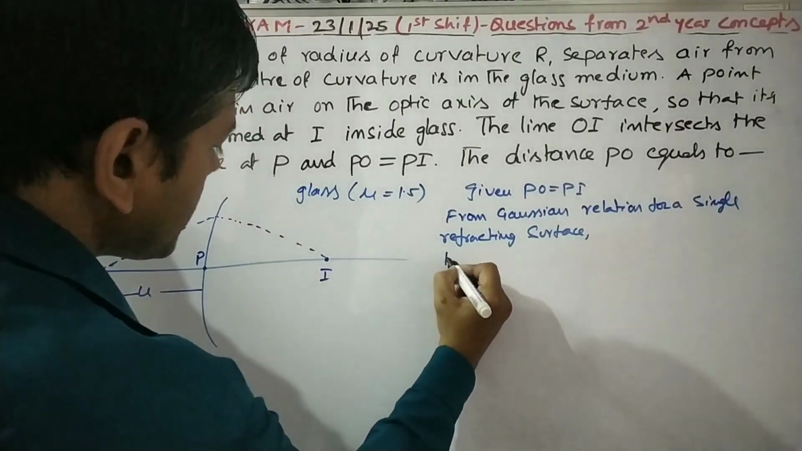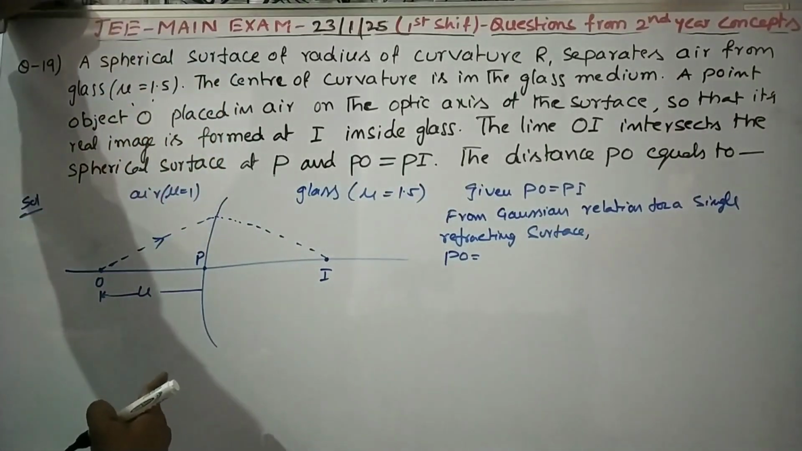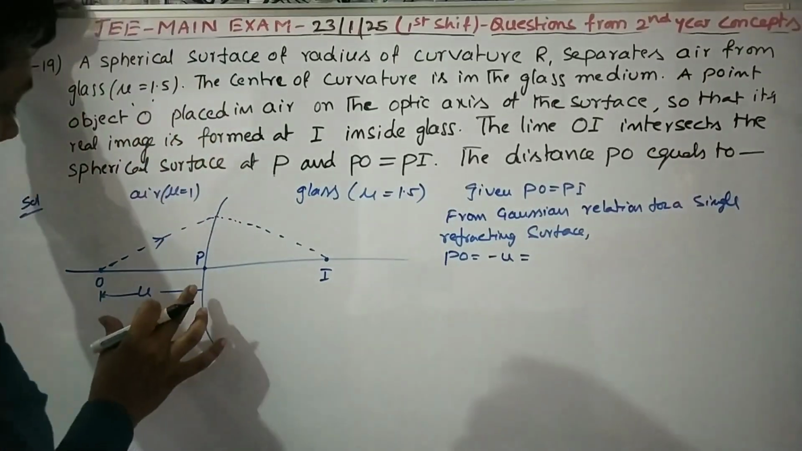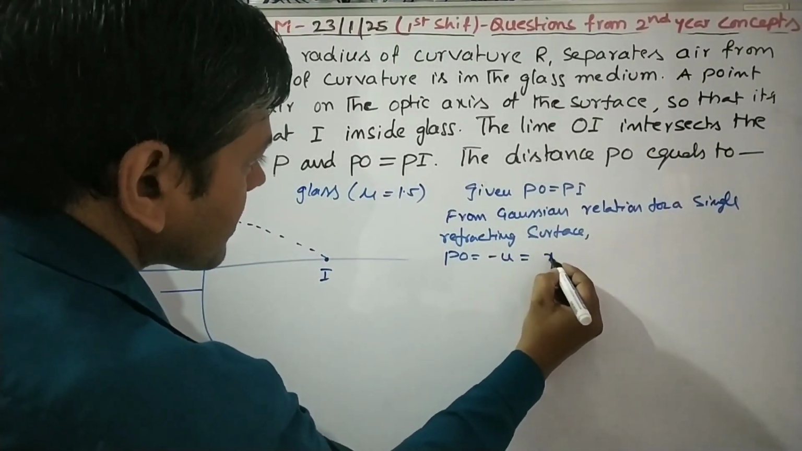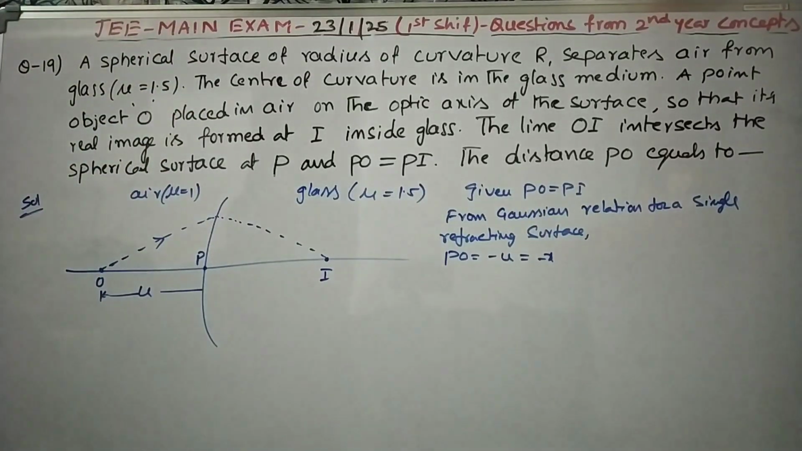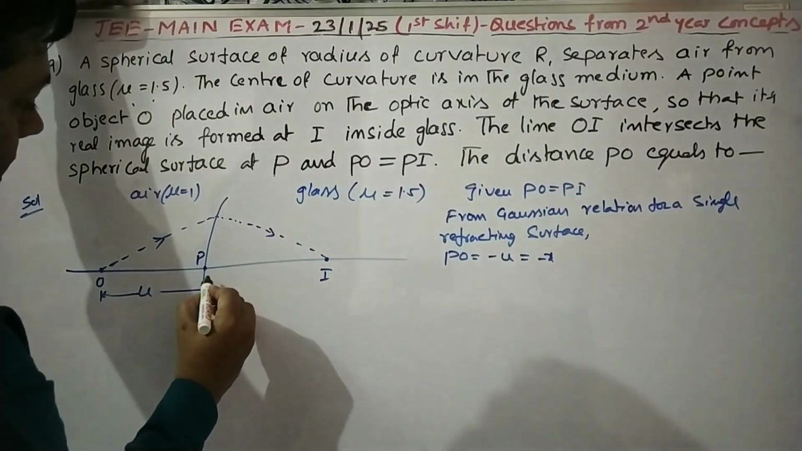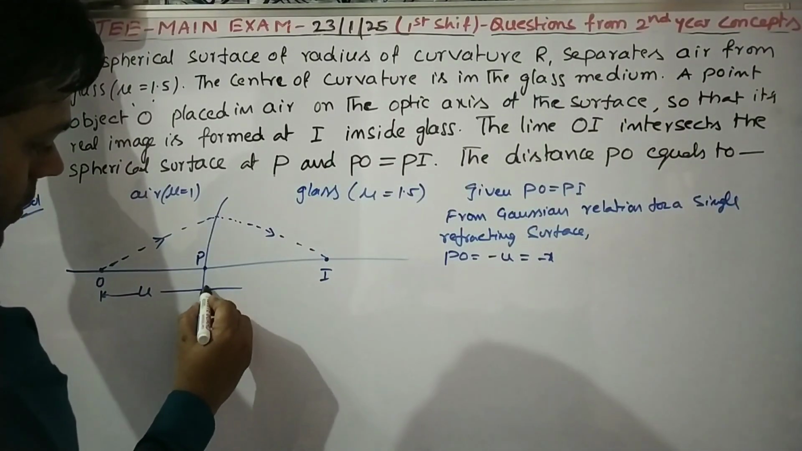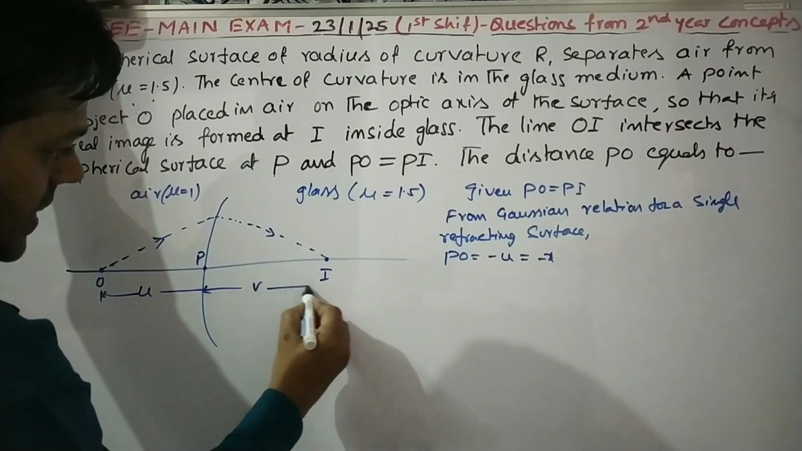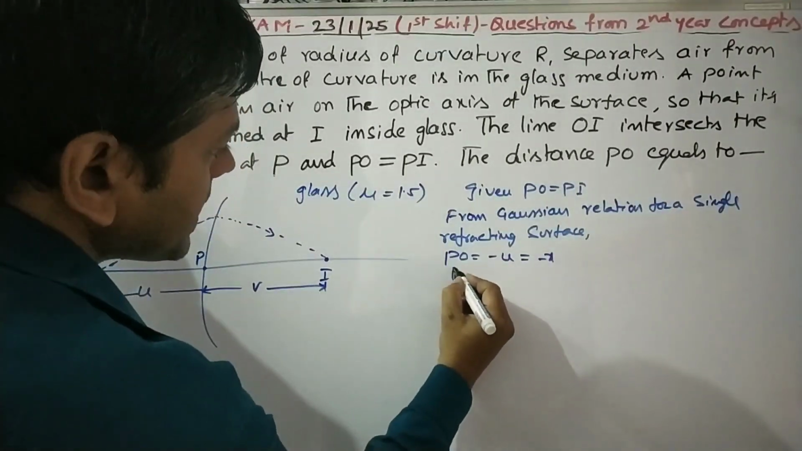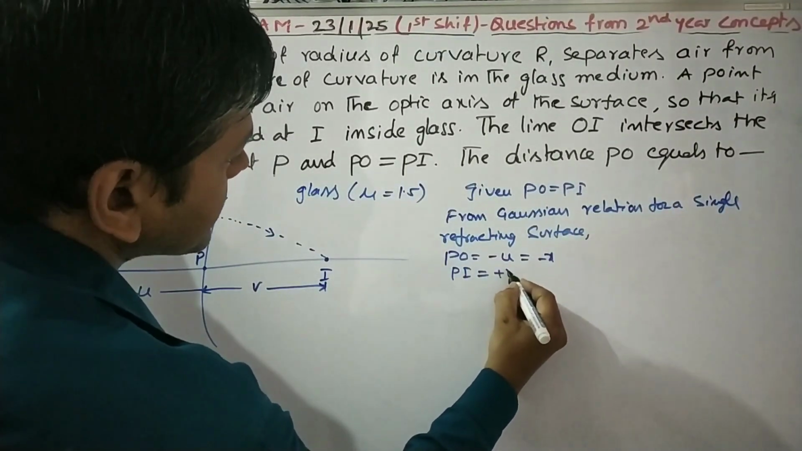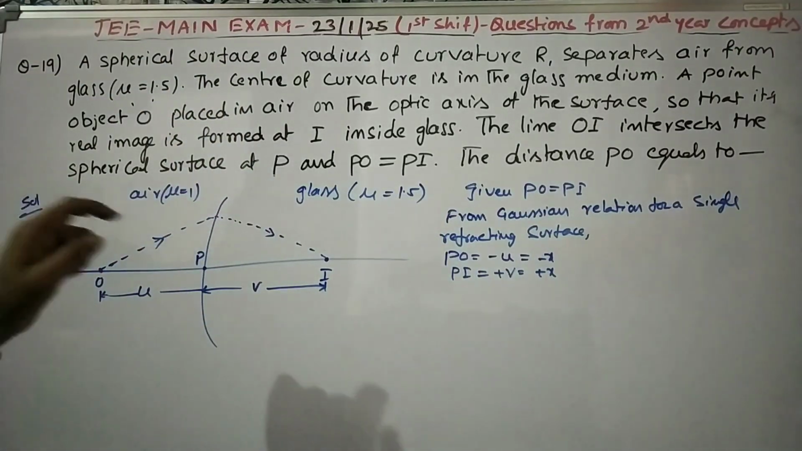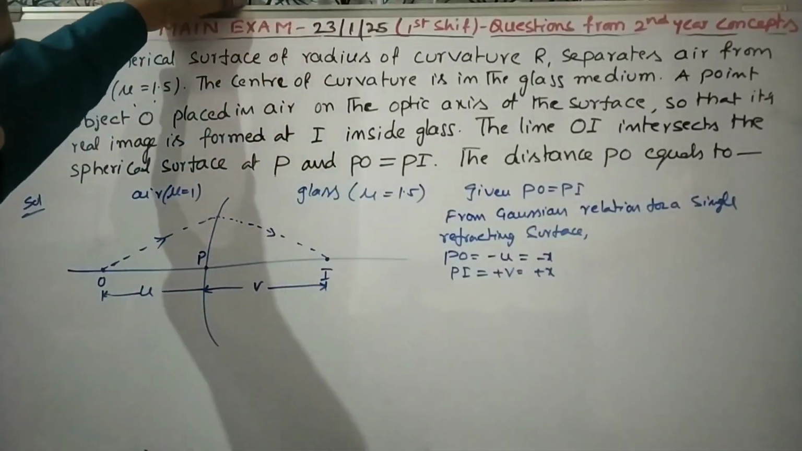So PO is nothing but the object distance, which is equal to minus u. Okay, you don't need this value, it is nothing but, say, x. So minus x. Similarly PI, the distance of the image measured from the same pole P of this lens, is in the direction of incident light, so it is positive. So PI is equal to plus v, equal to plus x. You don't know its value, suppose. But given PO is equal to PI.